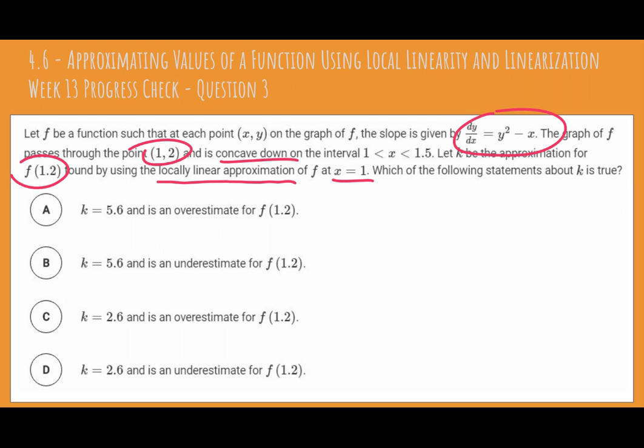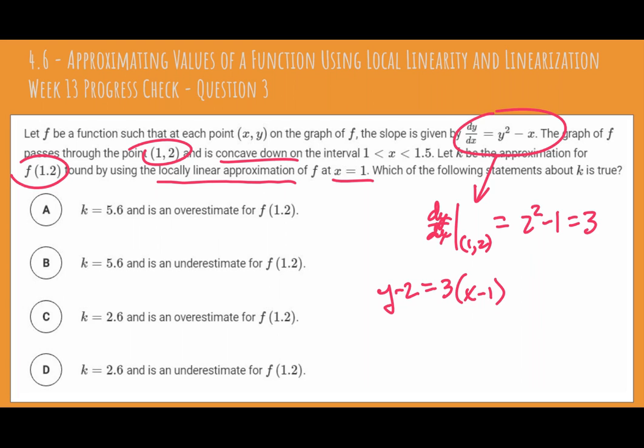And so we're going to write the equation of the tangent line. So at the point (1, 2), it has a slope given by dy/dx. So dy/dx at the point (1, 2) is going to be 2 squared minus 1, which is 3. So we're using that derivative formula to find the slope at that point. And then we use that to write the equation of the line. So y minus 2 equals 3 times (x minus 1).